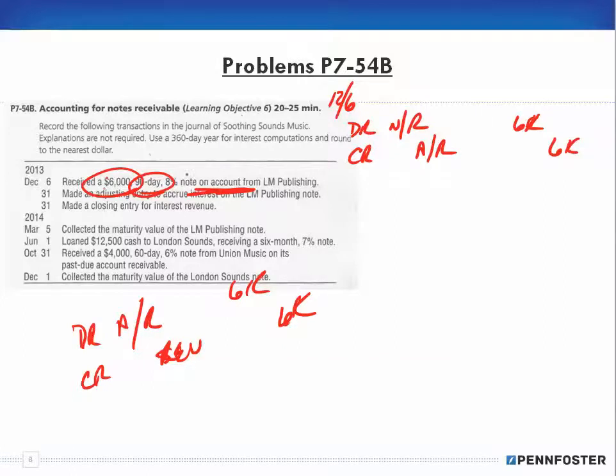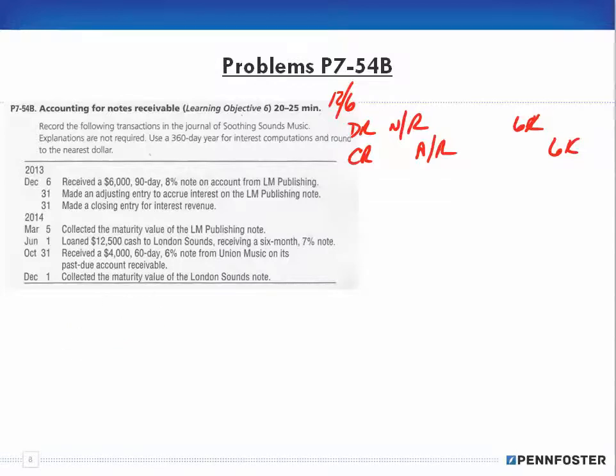Now when we convert the accounts receivable, because this is on account, into a note, well, we have to take our accounts receivable off of it. We have to get rid of our accounts receivable, and that's why we're crediting the accounts receivable, and we're moving it to the note receivable, all right? So, that's my thinking behind that, all right?